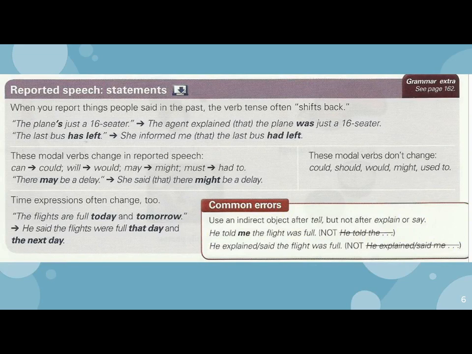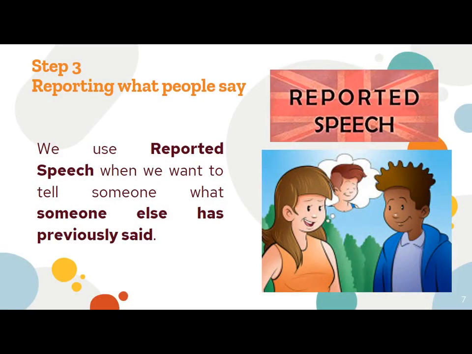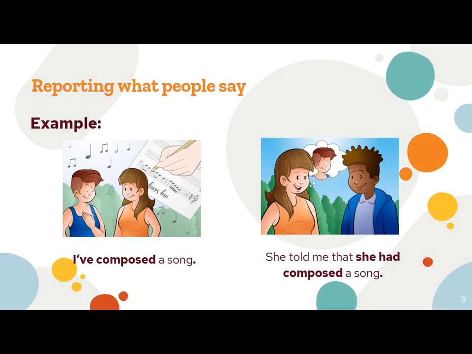Now, in the case of reported speech, the first part, this is exactly what you have in the book, talking about statements. But now, let's move on to the information that I have prepared for you. So, what is reported speech? The name of the topic that we have in the book is reporting what people say. And we use reported speech when we want to tell someone what someone else has previously said. Okay, that is important to mention right here. So what are we going to have right here? The first example will be like this.